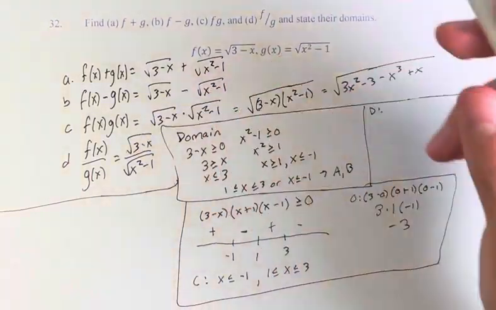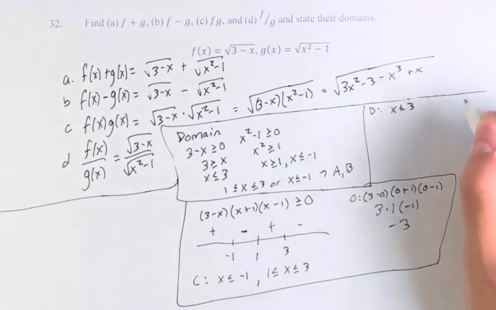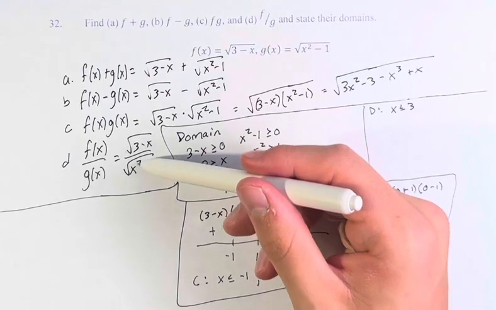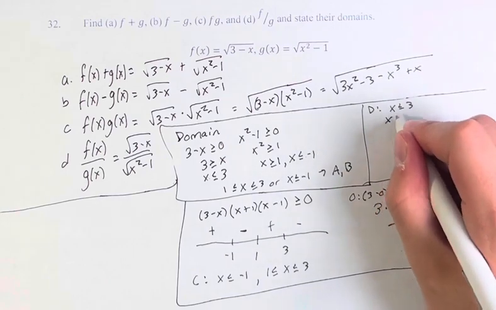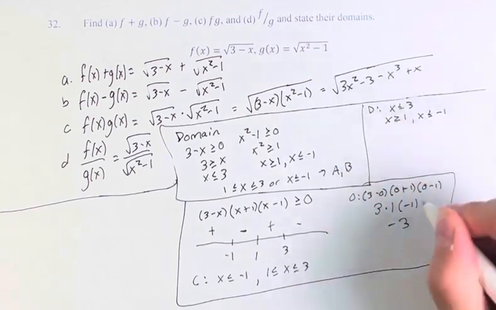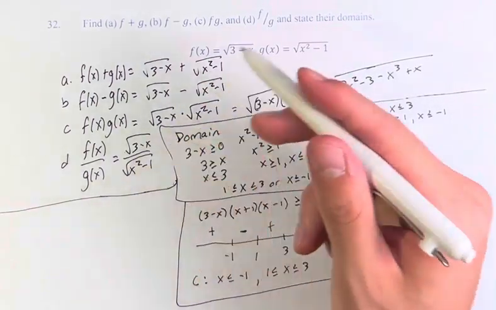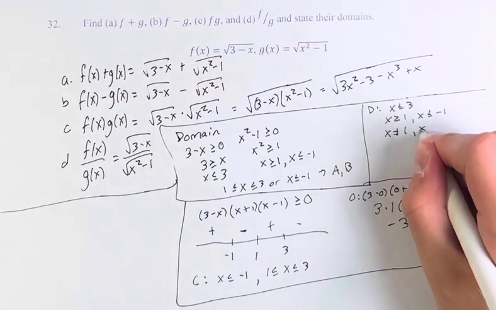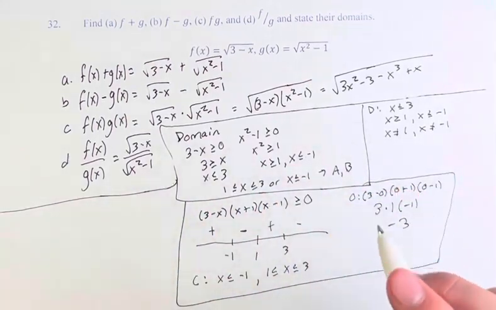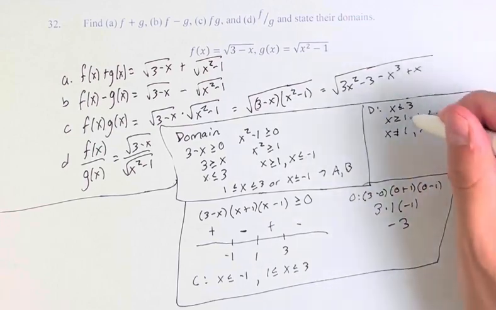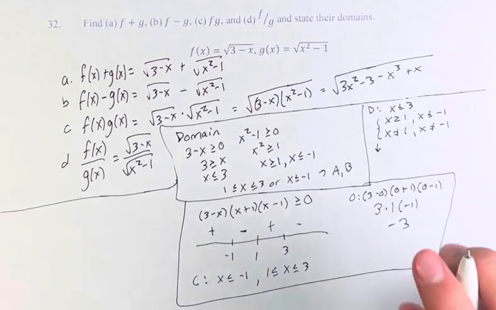So this has to be greater than or equal to 0. Therefore, x has to be less than or equal to 3. And here, this has to be greater than or equal to 0, with the similar rules that we've had the whole time. So x has to be greater than or equal to 1, or x has to be less than or equal to negative 1. And this cannot be equal to 0 because it's in the denominator. So x cannot equal 1, x cannot equal negative 1. So this is a very similar domain, except these two together create a slightly different restriction.